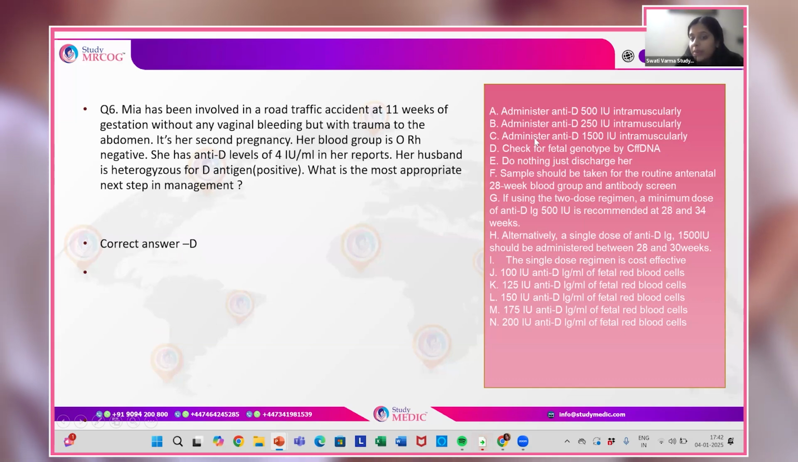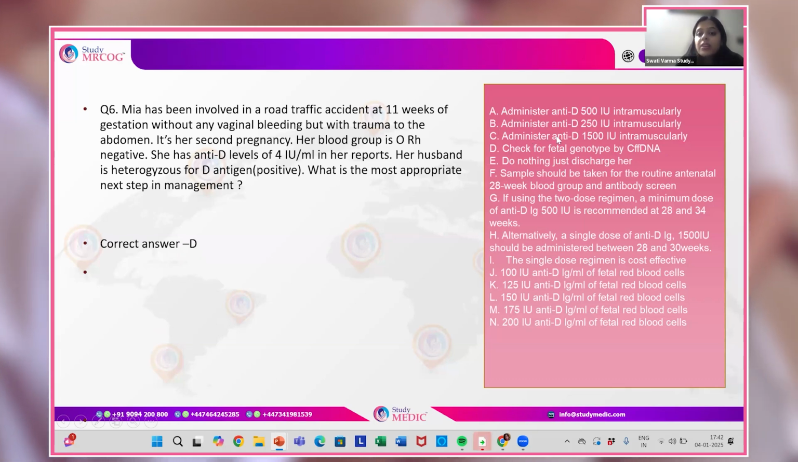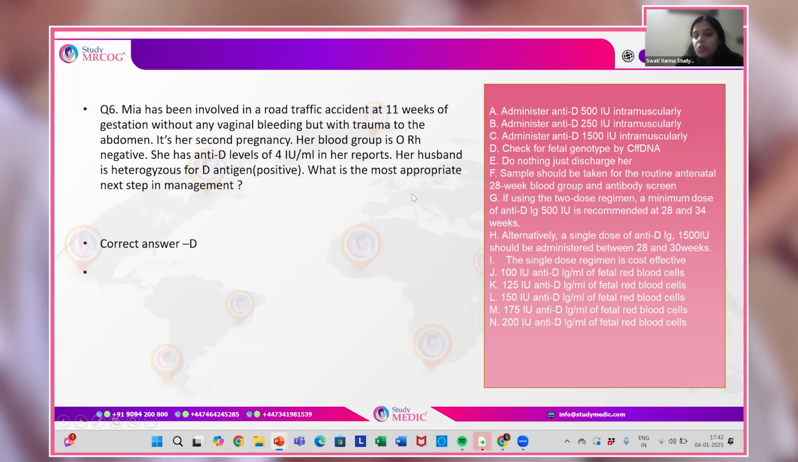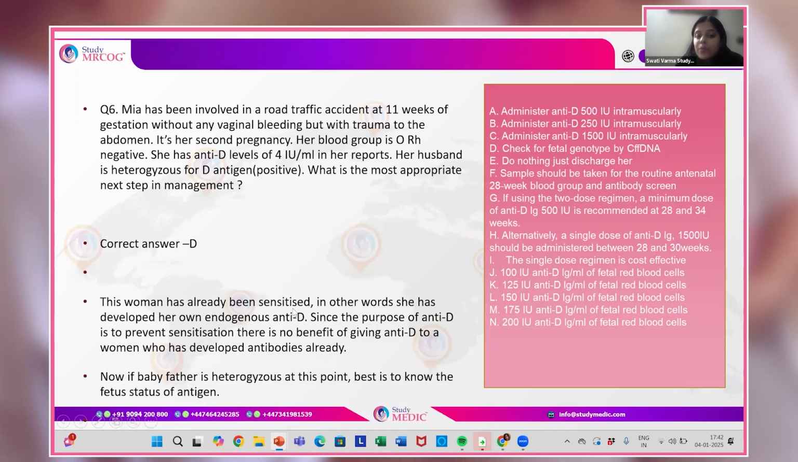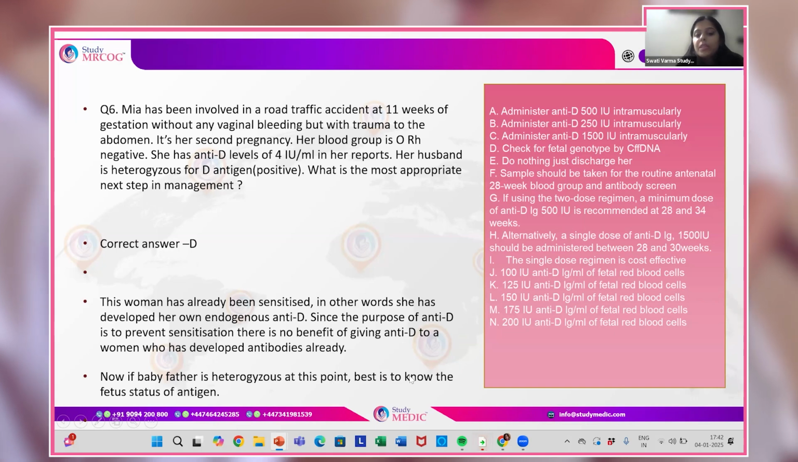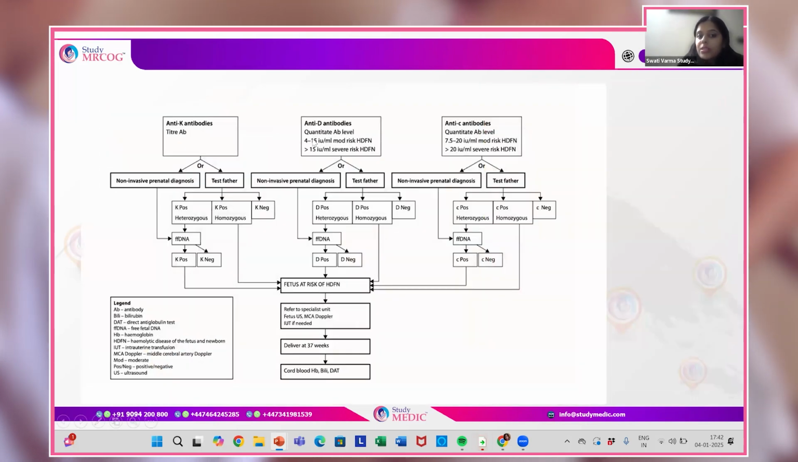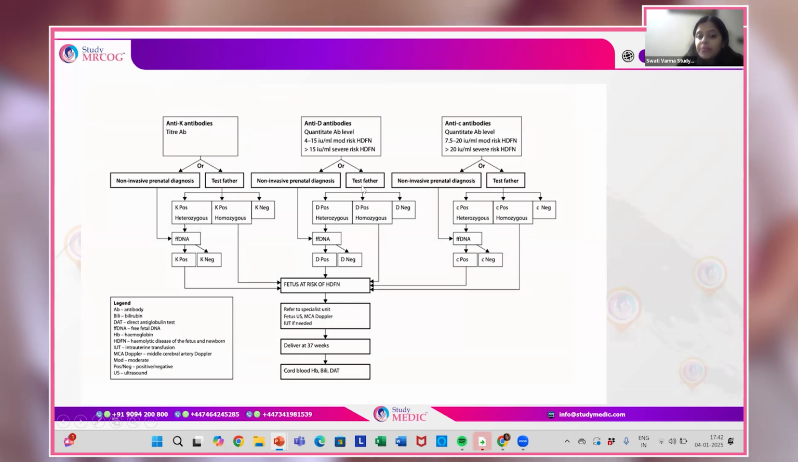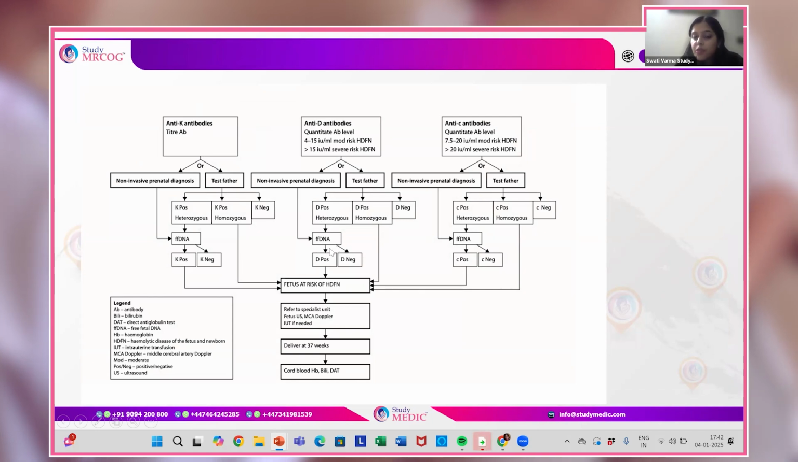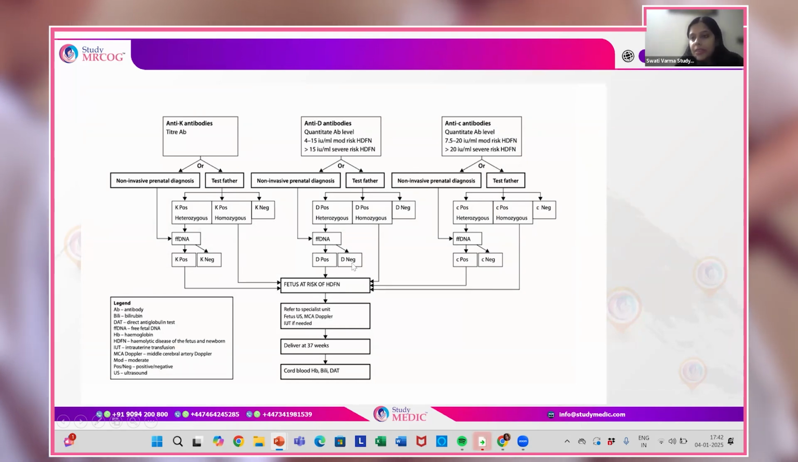You won't straight away jump to administering. You will look for fetal genotype. Is there any option which checks for fetal genotype? So you will look for that. Since this woman has already been sensitized, no purpose of giving anti-D right now. You will check father. Father is heterozygous at this point. So best is to know the fetal status of antigen. Look here, anti-D antibodies, test father. If he is heterozygous, then non-invasive prenatal diagnosis in the form of cffDNA. If baby is found to be positive, you will proceed like this. Otherwise, nothing needs to be done.